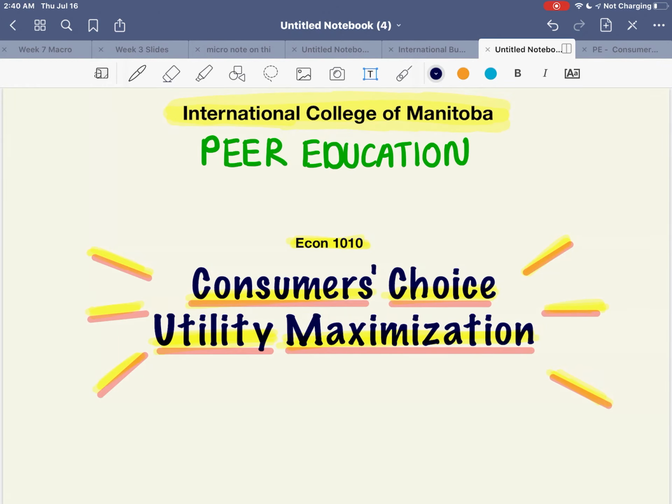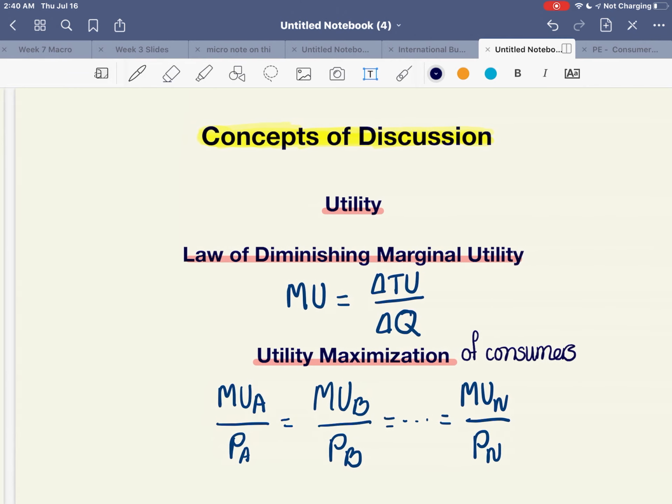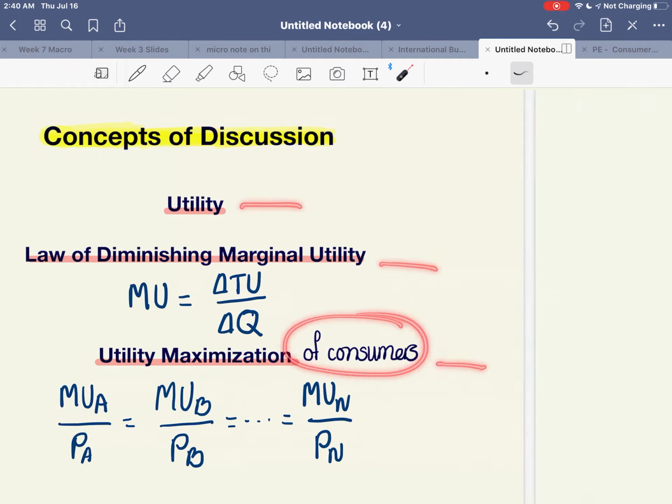Today we're going to help you understand consumers' choice and utility maximization. In order to understand this unit, you need to know three concepts: utility, the law of diminishing marginal utility, and the utility maximizing rule of consumers.